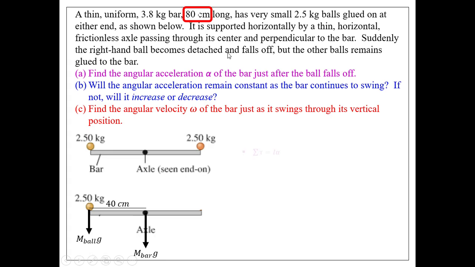All right. So I'm just going to set up net torque here. Net torque generically is equal to I alpha. Now, why am I using this and not F times r?